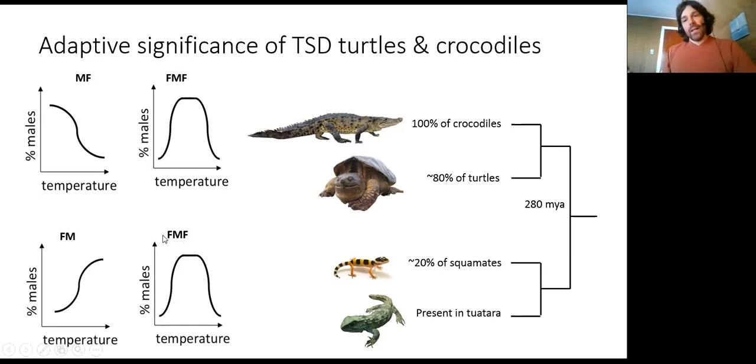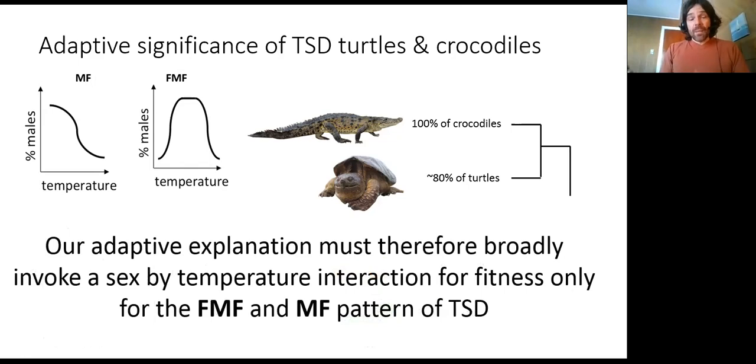So given the long periods of independent evolution of TSD in these groups, the differences in life history, and the differences in the temperature sex reaction norm, I suspect that we're probably safe in invoking an adaptive explanation that applies broadly to turtles and crocodilians, and not having to worry about having the same explanation apply to squamates, because in squamates, I'm fairly convinced something different is going on. We can talk about what that explanation might be in the question and answer period if you want.